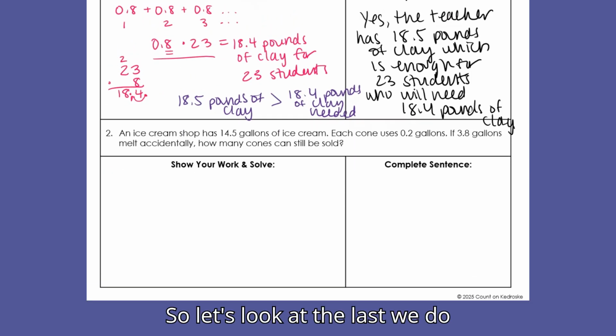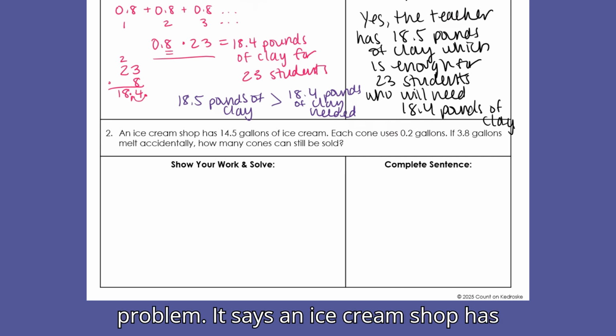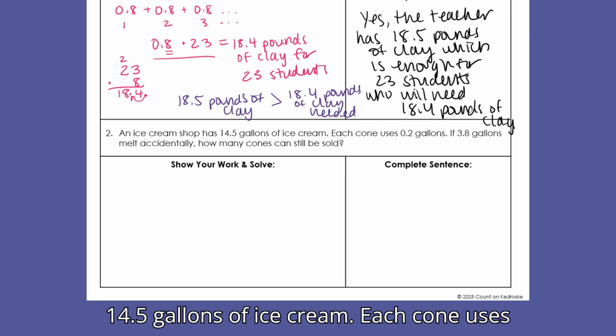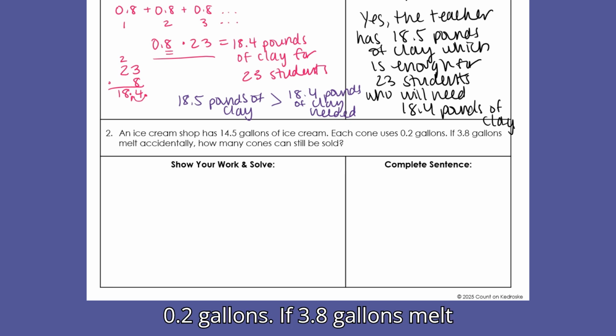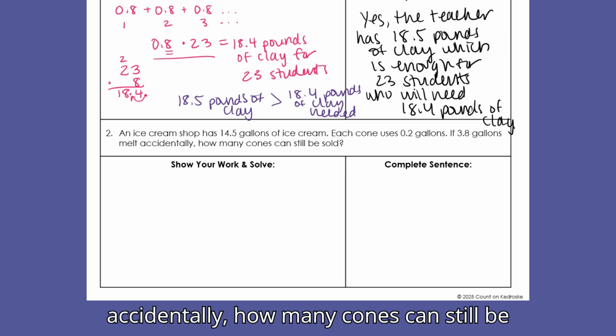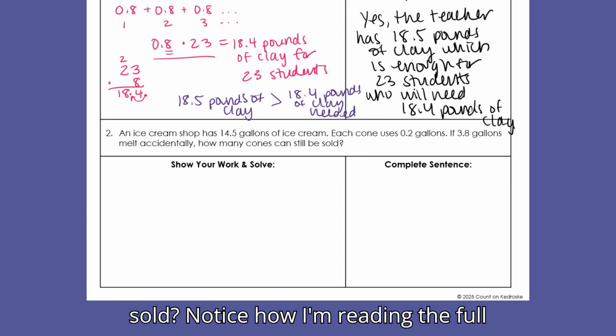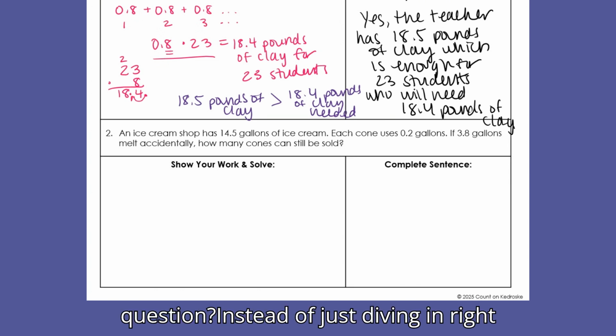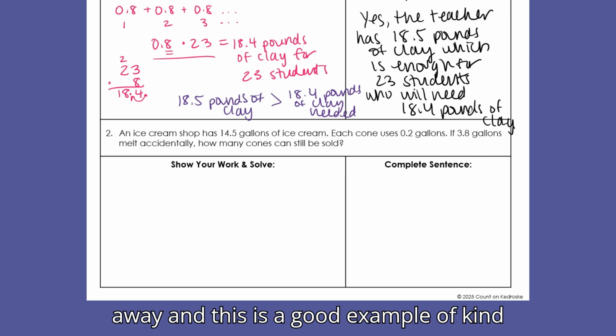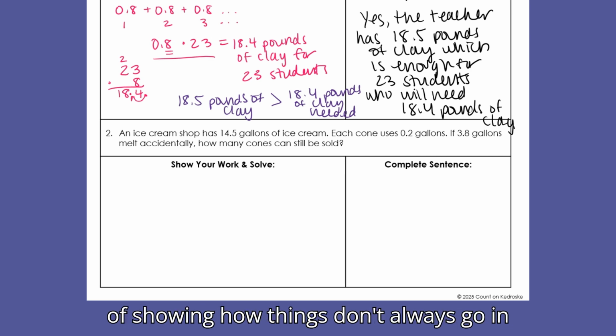So let's look at the last we do problem. It says an ice cream shop has 14.5 gallons of ice cream. Each cone uses 0.2 gallons. If 3.8 gallons melt accidentally, how many cones can still be sold? Notice how I'm reading the full question instead of just diving in right away. And this is a good example of showing how things don't always go in order.